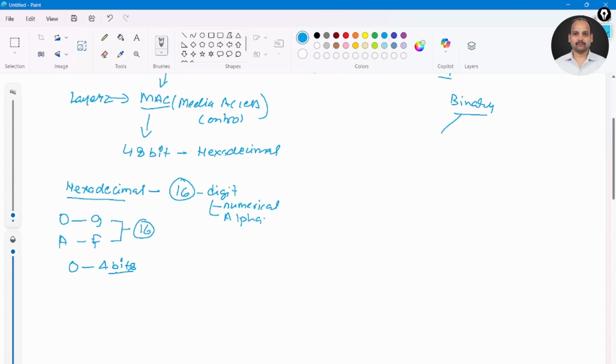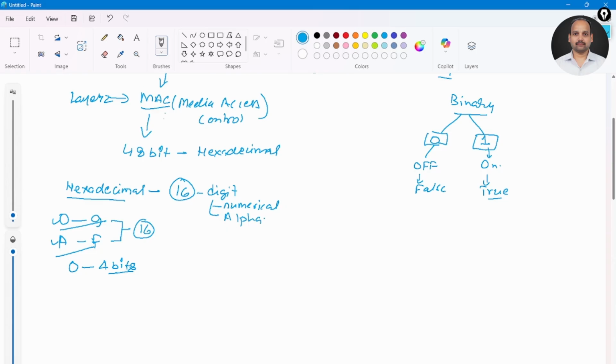In binary, there are two values, 0 and 1. Sometimes people say 0 is the off bit or the false bit, and for 1, people say it is the on bit, or sometimes the true bit. These two values are used in binary, and in hexadecimal you will see 0 to 9 and A to F.